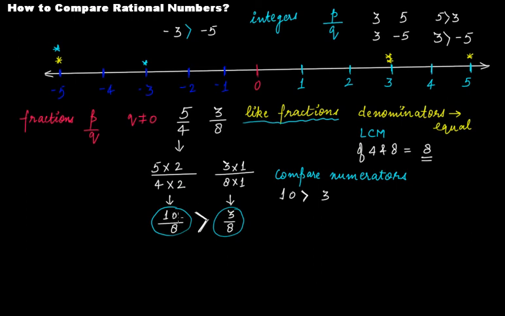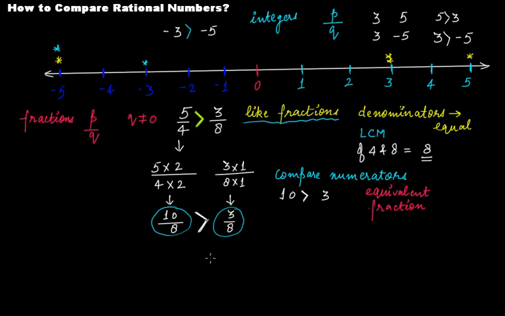That means this 10/8 is actually an equivalent fraction of 5/4. And this 3/8 is an equivalent fraction of 3/8 because we have only multiplied with 1, right? It's the same. So that means that since 10/8 is greater than 3/8 and 10/8 is an equivalent fraction of 5/4, therefore 5/4 will be greater than 3/8, right?